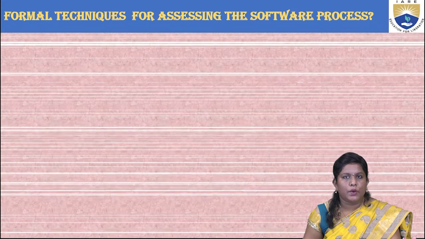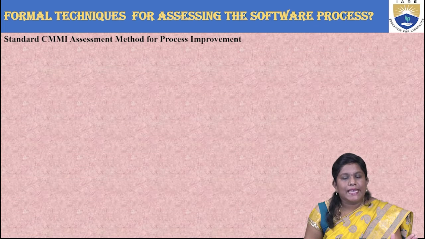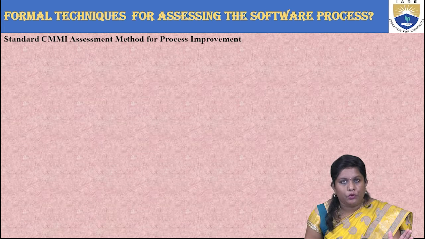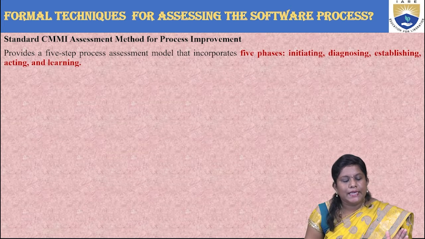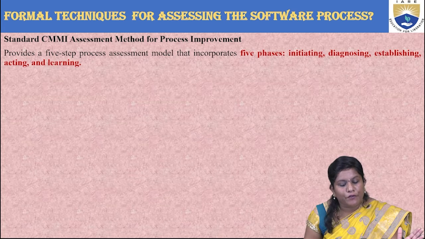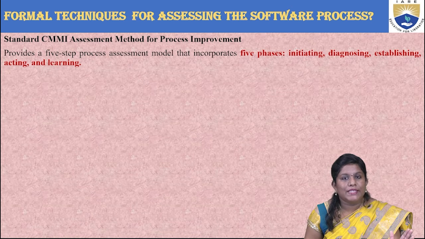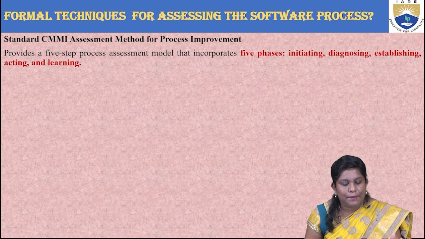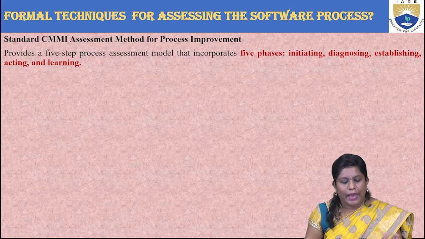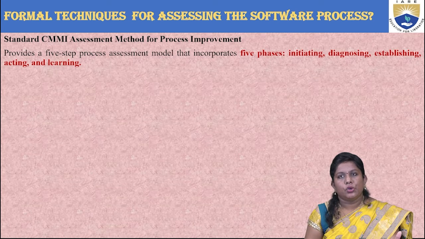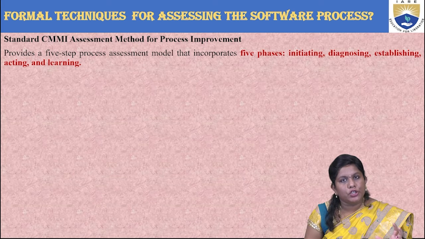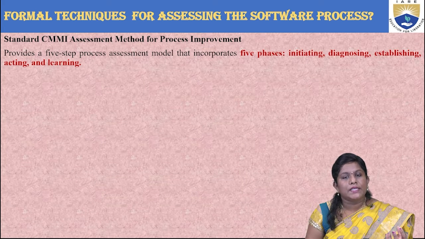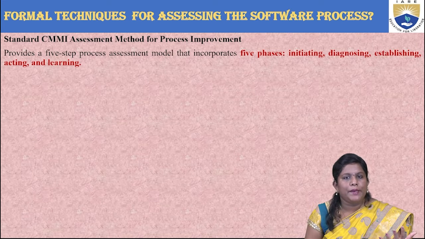So let us look at the first one, that is the standard CMMI assessment method for process improvement. What is it stating? It gives us a 5-phase assessment model, which covers initiating, diagnosing, establishing, acting, and learning. So to assess a particular software process, we are given some formal techniques. They are considered to be standard techniques. So what do you mean by the standard?